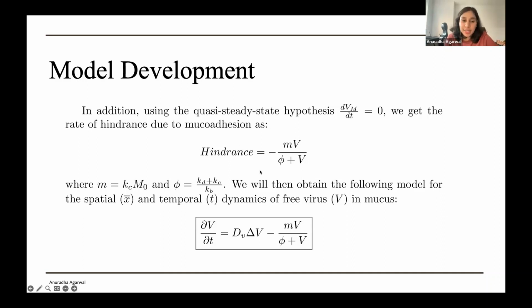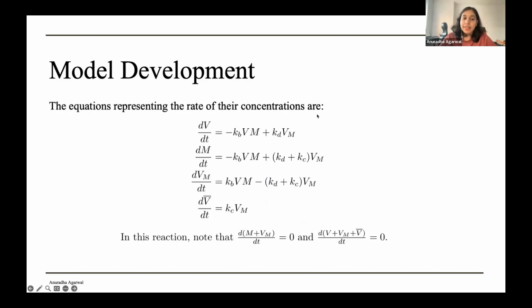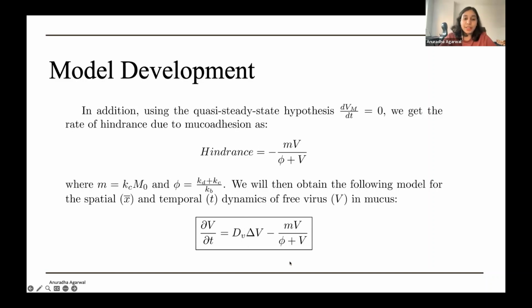So we say dVm by dt equals 0, and then combining all the equations that we have, we get our hindrance as negative mv divided by phi plus v. So here, small m is kc times m naught, which is the maximum number of virus loss, and phi here is kd plus kc by kb. So now that we have our hindrance term, which is negative mv divided by phi plus v, and the diffusion part here, which is dv delta v, we just put them both in here, and we get our final model for spatial and temporal dynamics of free virus in the mucus.